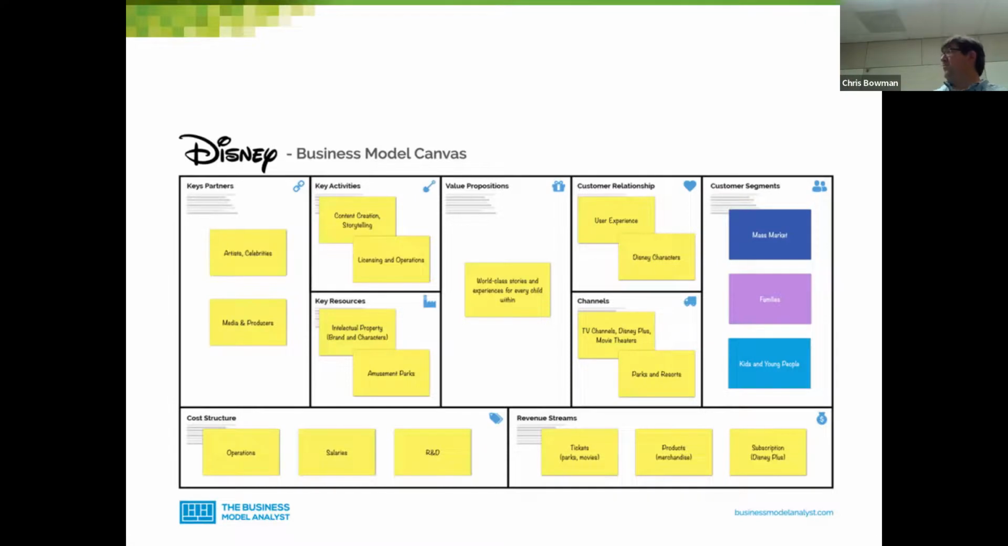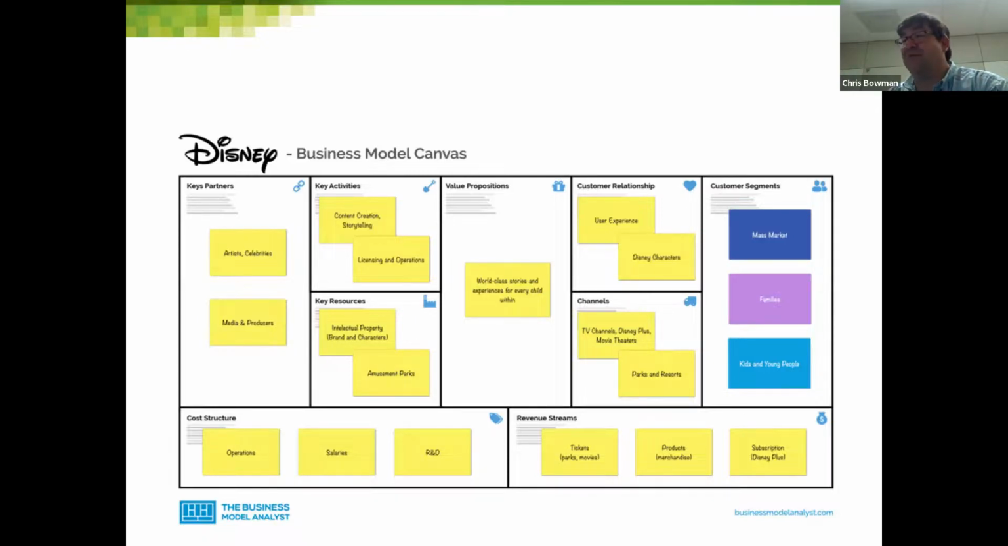And then they have all the connections there, right? Who are your customers? Well, there's a mass market segment in terms of movies and videos and streaming and stuff like that. There's the family segment in terms of who's coming to the parks, kids and young people.